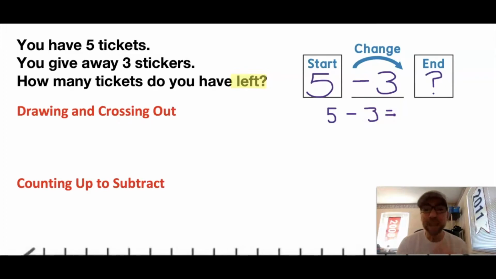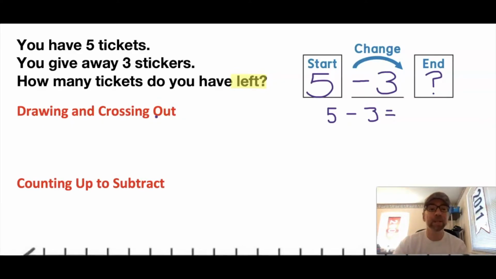Now there's lots of ways we can find this answer. One of those ways we're going to do right on our whiteboard. And that's our first way here. We can draw and cross out. Drawing and crossing out is a strategy to help us solve a math problem. Well, let's try it. Get your marker ready.